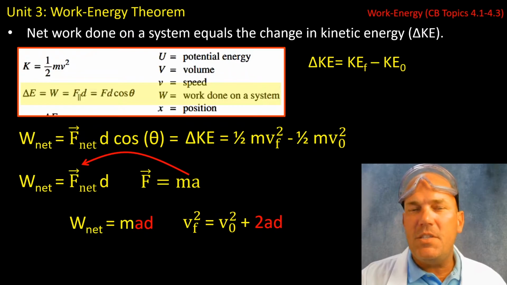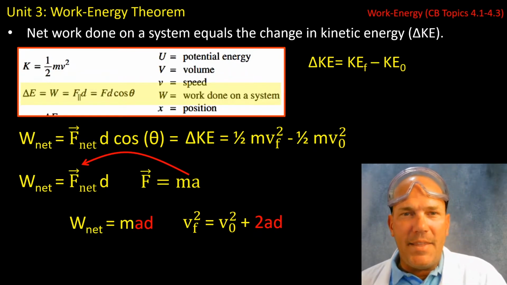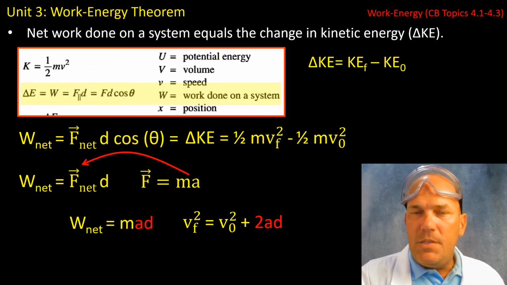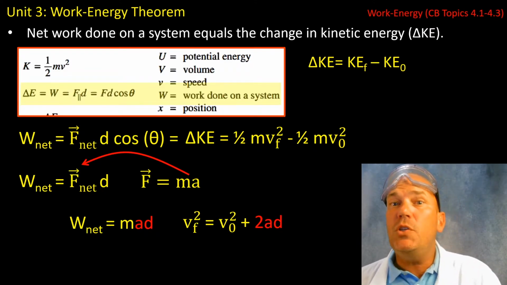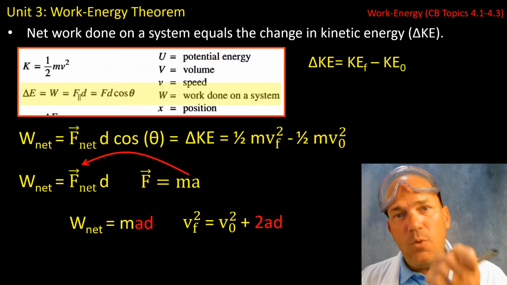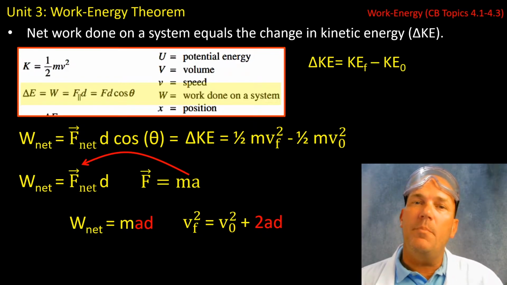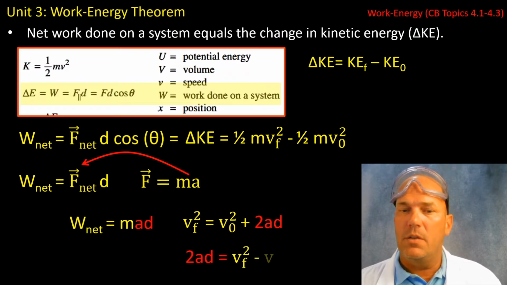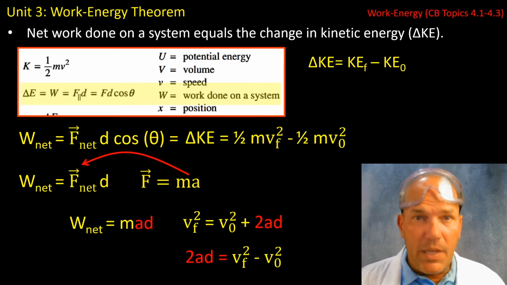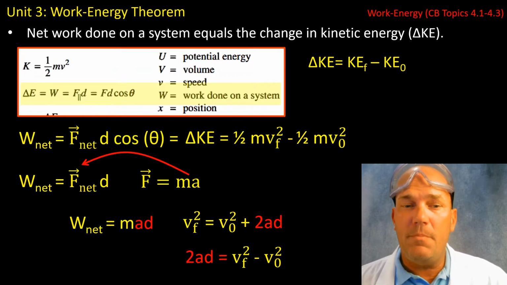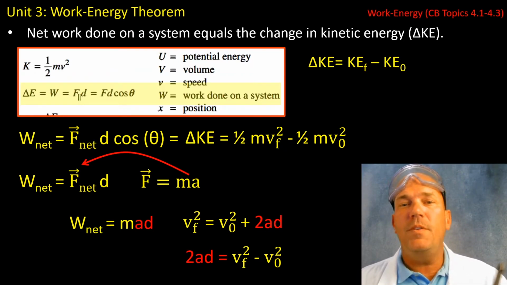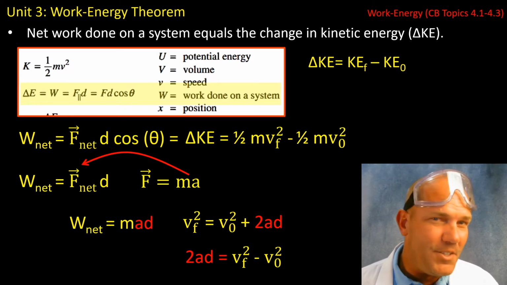We have a relationship between the work equation and the UAM equation, where we have acceleration times distance in the work, and we have 2 times acceleration times distance in the kinematics equation. So let's go ahead and make another substitution here. If we rearrange this and isolate 2 times the acceleration multiplied by the distance on the left side of the equation, we set that equal to v final squared minus v initial squared.